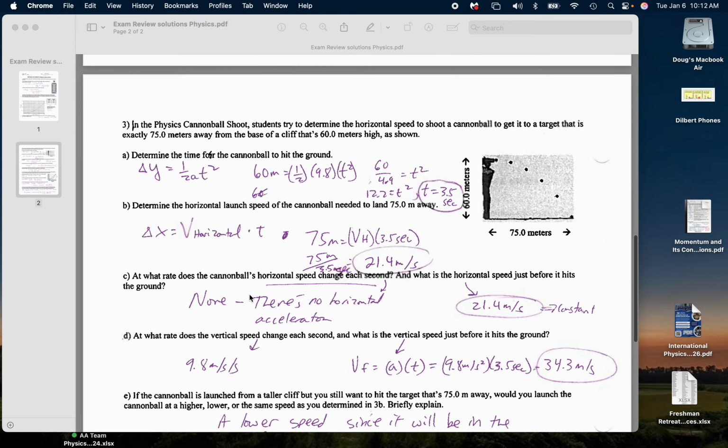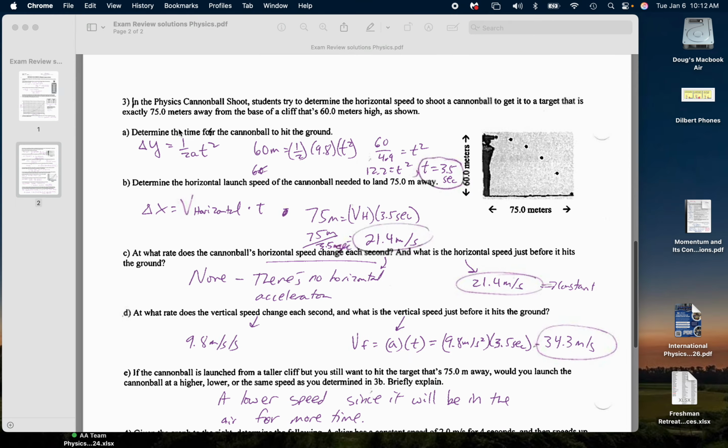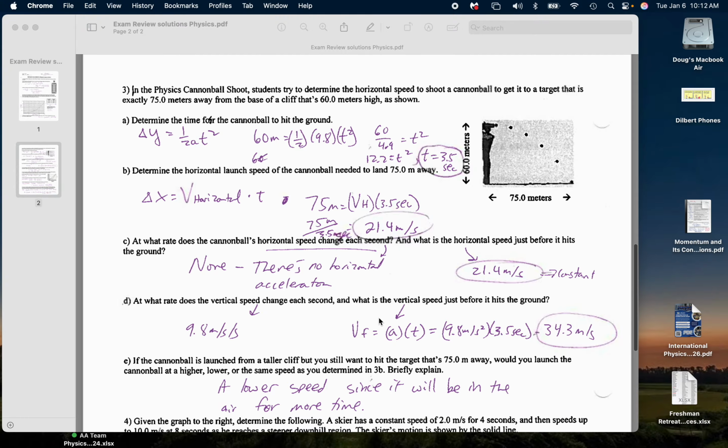Number 3 here, in the physics cannonball chute. So this is a projectile motion problem, similar to ones we had before break. It says determine the time for the cannonball to hit the ground. So in this case, I need to think vertically. This is 1/2 at squared. I know the height is 60 meters.